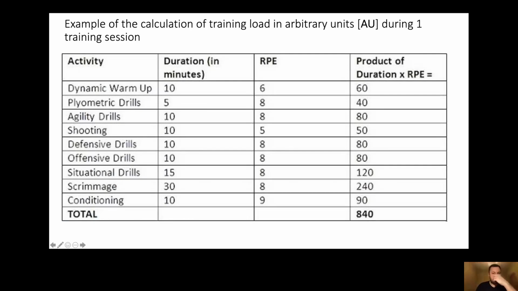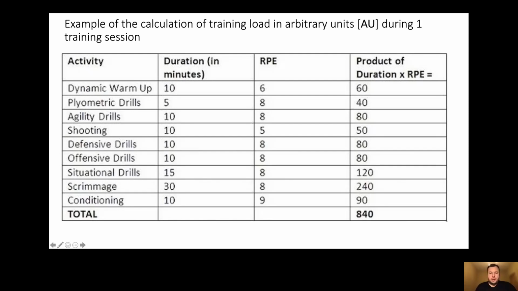So this is an example of a training session. And here we have arbitrary units, which I usually use to do the calculation during one training session. The dynamic warm-up lasted for 10 minutes, and the player rated it a 6. So you can multiply it and you see 60. Later on, there were plyometric drills, 5 minutes, but the player rated it an 8. And also multiplying agility drills, shooting, defensive drills, offensive situation drills, scrimmage, conditioning, and so on. So when we ask the player to rate these things, we can calculate arbitrary units during one training session.